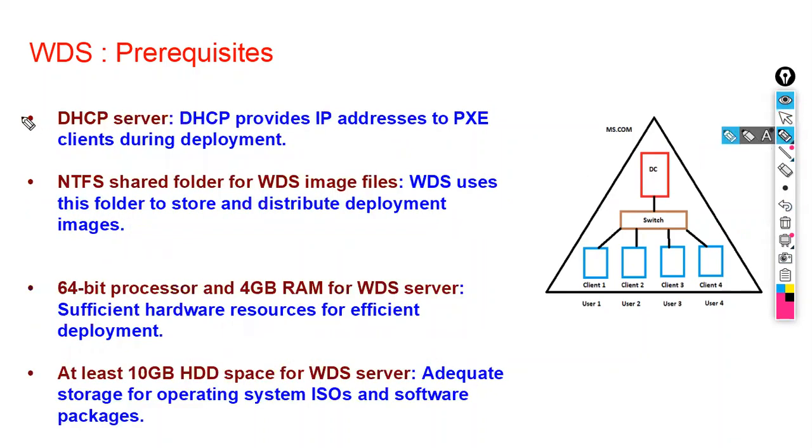Then we should have the DHCP server as well. DHCP provides IP addresses to the PXE client. The DHCP server is already installed in our domain controller. So what this PXE client will do is first get an IP address. These LAN cards will get the IP address, then they will boot from the server, they will boot from the network.